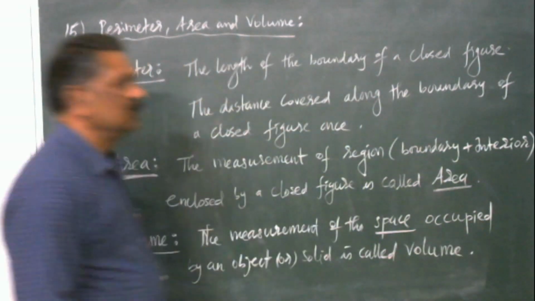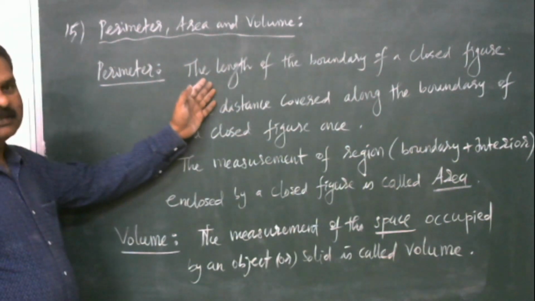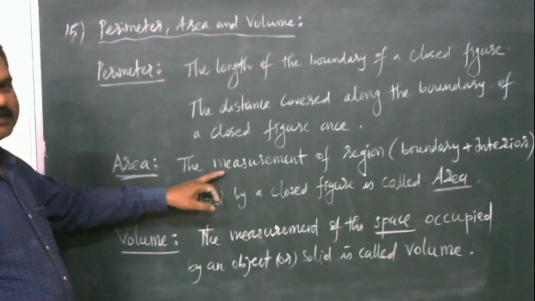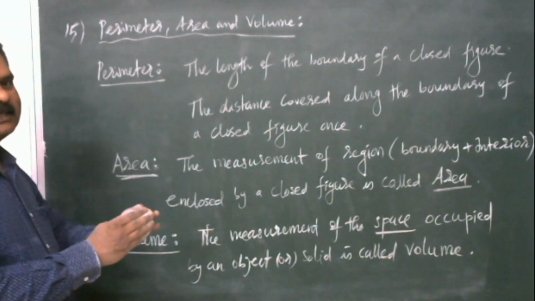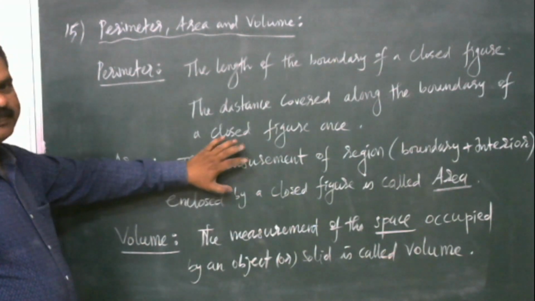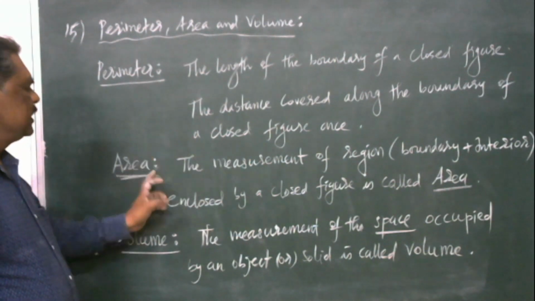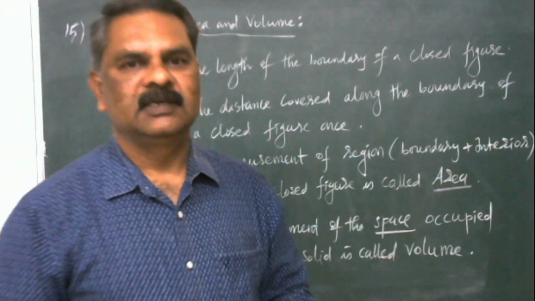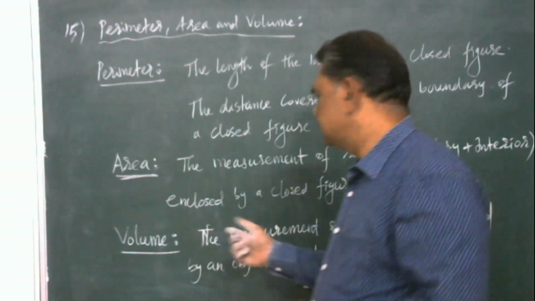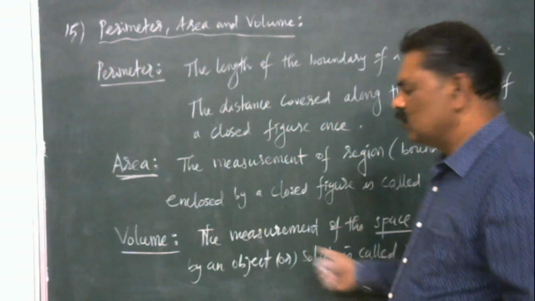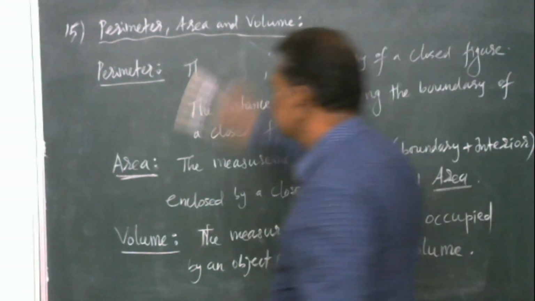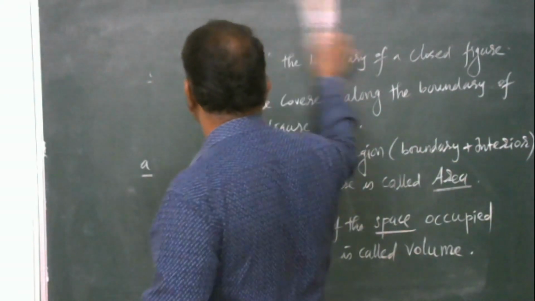So these are the three measurements. The length of the boundary is called perimeter. The measurement of the plane region covered by a closed figure is called area, and the measurement of the space inside the object is called volume. Now, how do you measure these three things, perimeter, area and volume?